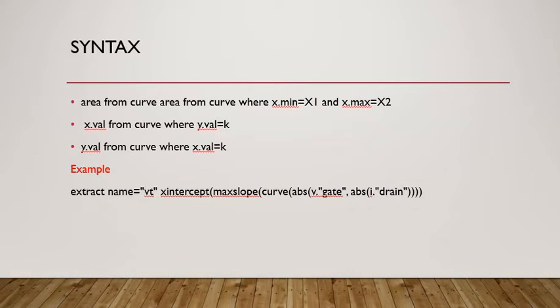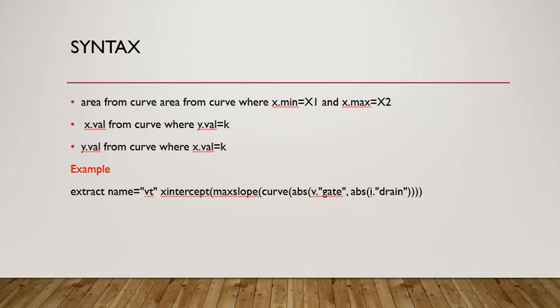Also, one more thing: x dot value from curve where y dot value is k. If you know the y value as k and you want to get the x value, you can easily get that. If you know the x value and you want to get the y value, you can easily get that. Sometimes you want to see the drain current at gate voltage 0, or in solar cells you have seen that JSC when the anode voltage is 0, and for VOC you need the cathode current to be 0, so you can get that data. For that you need these kinds of commands.